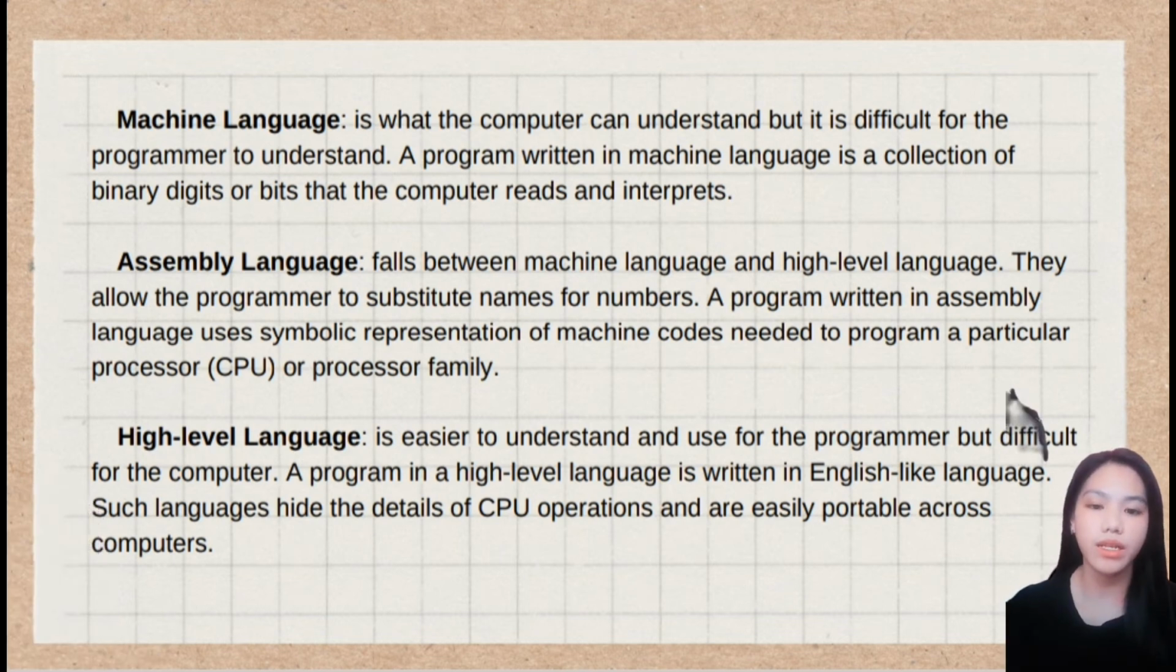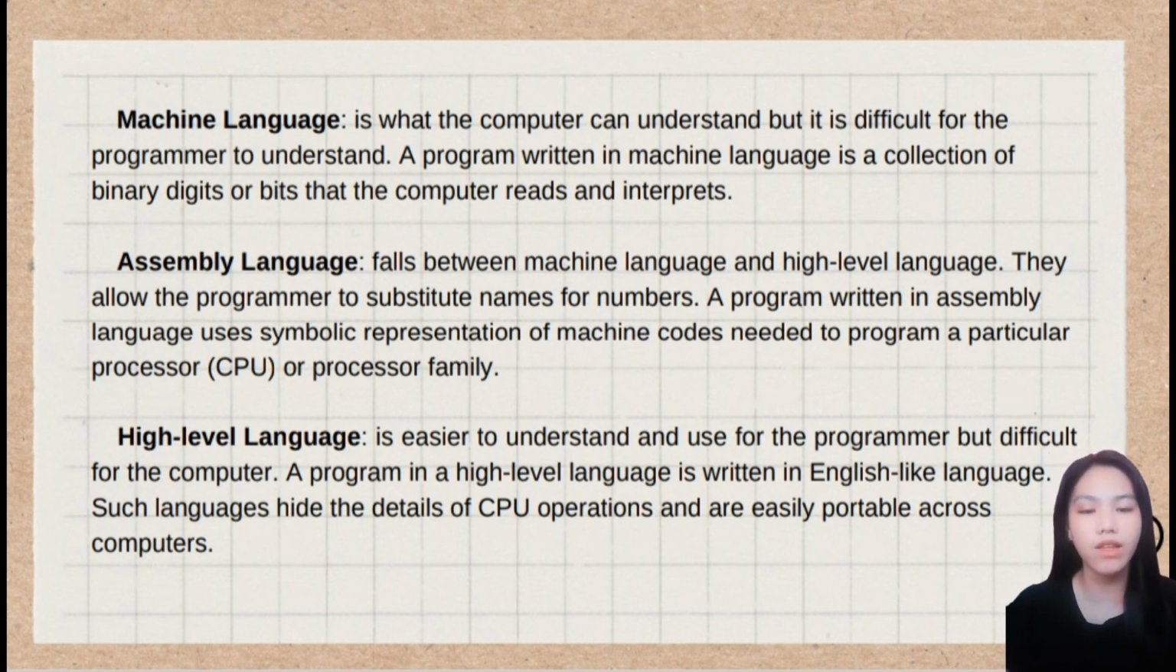Assembly language. Between machine language and high-level language is assembly language. It enables the programmer to change numbers into names. The symbolic representation of the machine codes required to program a certain processor or CPU, or processor family, is used in an assembly language application.